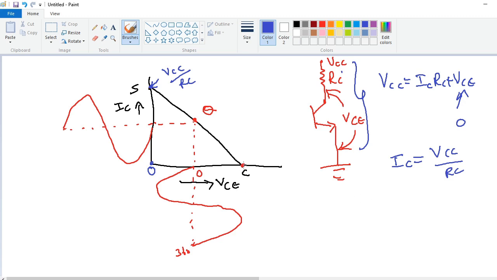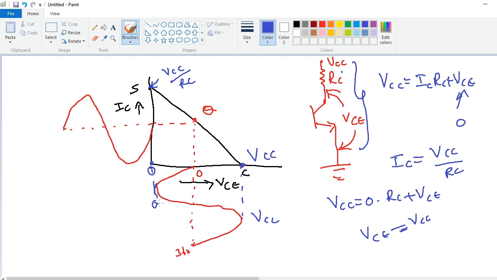Similarly, at the cutoff point, put IC equal to 0. Therefore, VCC is equal to 0 into RC plus VCE, so VCE is equal to VCC. So the maximum value of voltage is VCC, and the minimum value is 0.